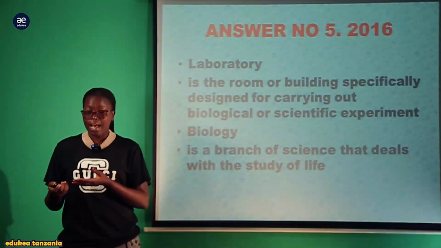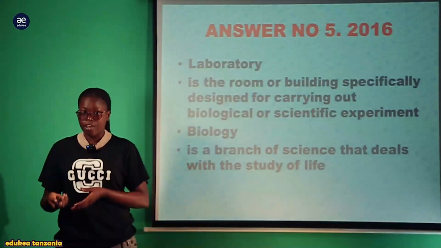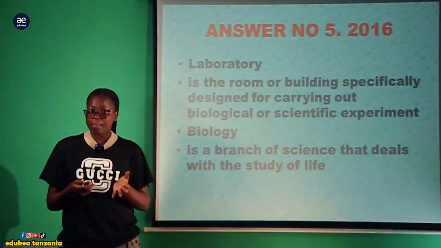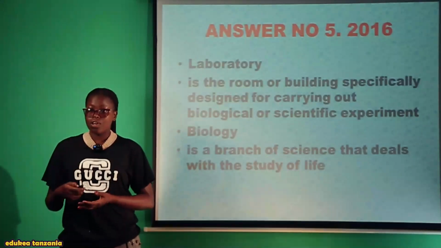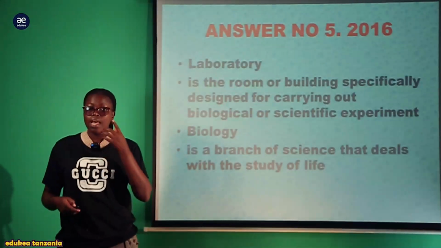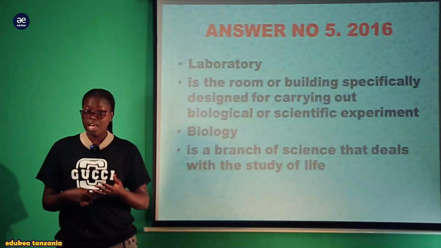Examples are plants, animals, bacteria and viruses. Or we have unicellular and multicellular. Unicellular organisms are made up of a single cell, multicellular organisms are made up of millions of cells. And the basic unit of life is the cell.